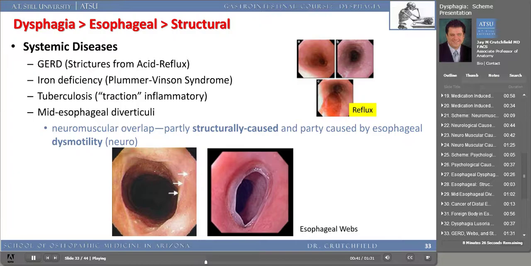Understand, there's definitely overlap here. Sometimes there can be partially obstructed and or other causes of dysphagia, such as from esophageal dysmotility as a result of neurological disinnervation to the esophagus or lack of peristalsis, which can then form a structural etiology. For example, a mid-esophageal diverticulum can be a result of nutcracker esophagus or diffuse esophageal spasm, which then causes hyperperistalsis, leading to the formation of a diverticulum. That diverticulum now causes a structural cause of the patient's dysphagia. There is significant overlap here in our scheme.